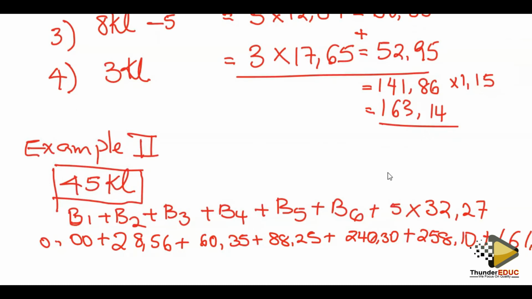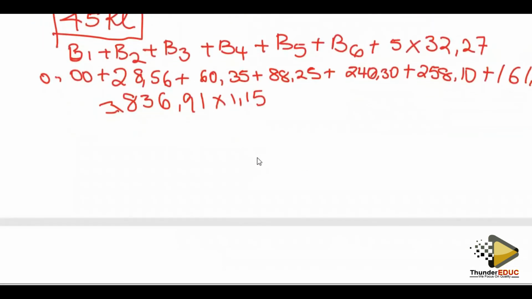So the person has used approximately 836 rands 91 cents. Don't forget, you need to include VAT. We need to include VAT, and now the answer becomes, that's how we do it.